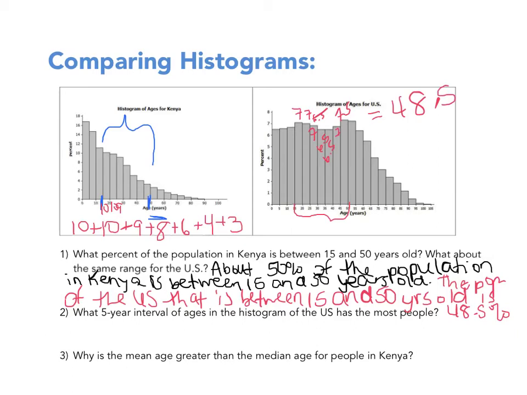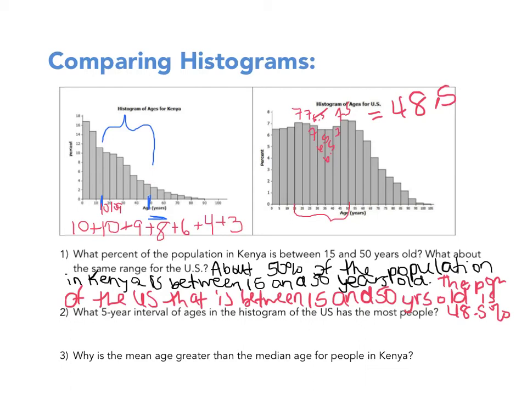So that's actually pretty surprising, because when you look at these two histograms, you don't think they have anything really in common. But when you look at the populations between 15 and 50 years old, you see that they have a very big similarity, that it's about half of the population. The differences in the two histograms comes with the early ages and the younger ages, but those mid-range ages are about the same for both countries.